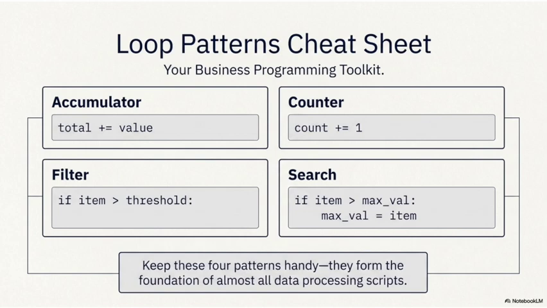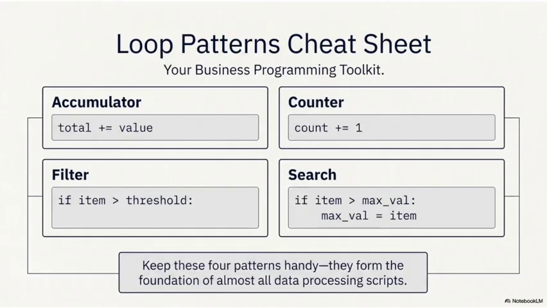This cheat sheet captures the four core loop patterns that form the foundation of almost every data processing script you'll write. Accumulator, total += value, builds a running sum. Counter, count += 1, tallies occurrences. Filter, if item > threshold, gates the logic to qualifying records only. Search, if item > max_value, max_value = item, tracks the record holder.